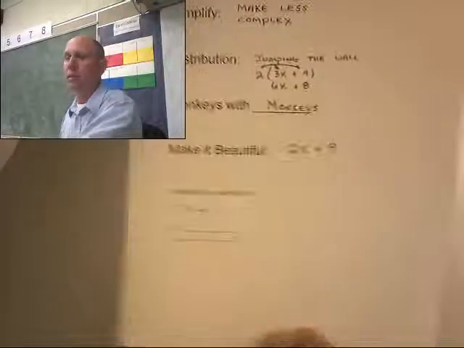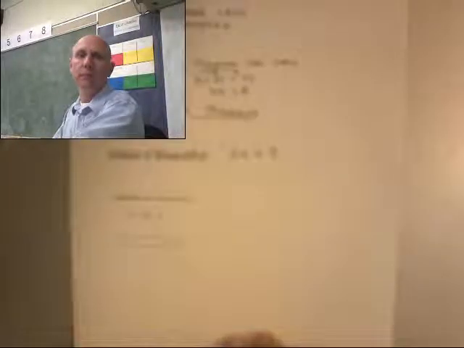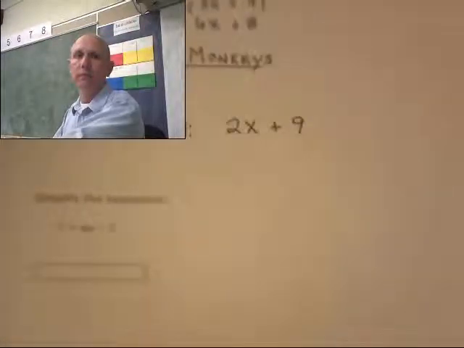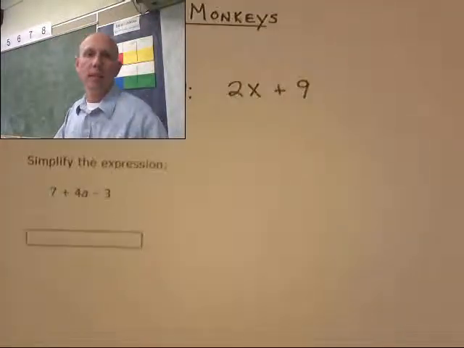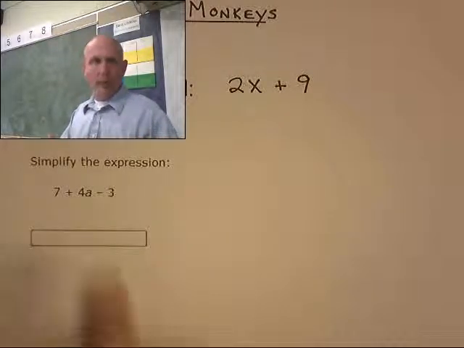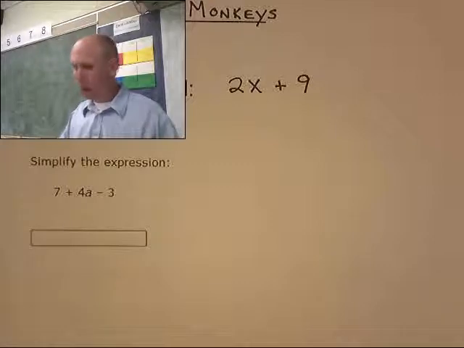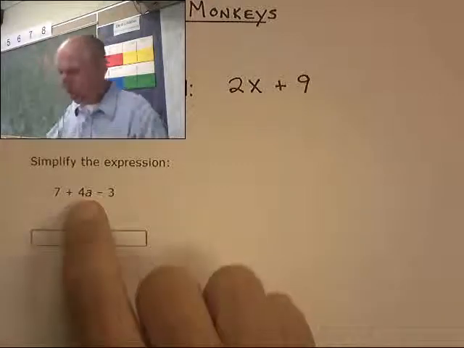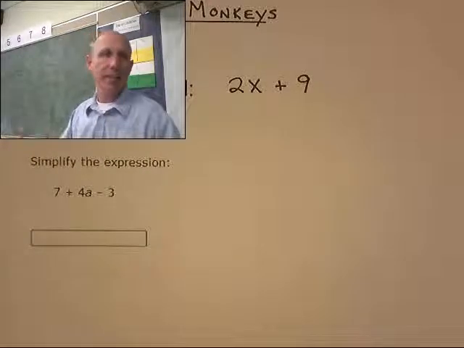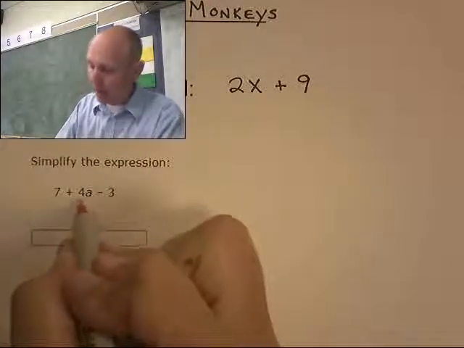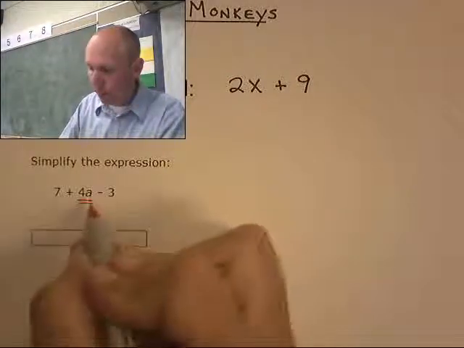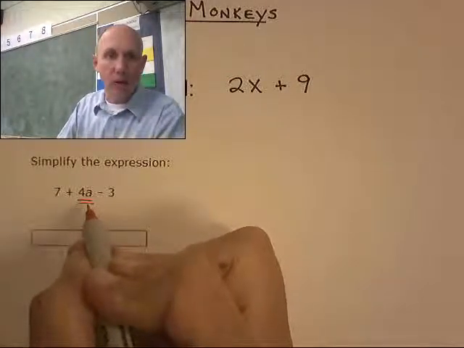Let's do some problems here. Simplify the expression. 4 apples. I have 4 apples. Are there any more apples up there? No, I have 4 apples. The 4 apples is done. Nothing gets to play with that 4 apples. He's the loner. This guy is 4 apples.